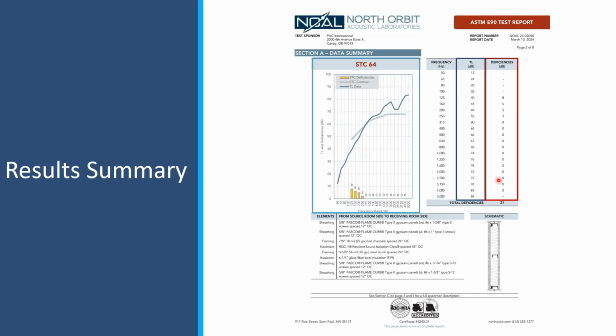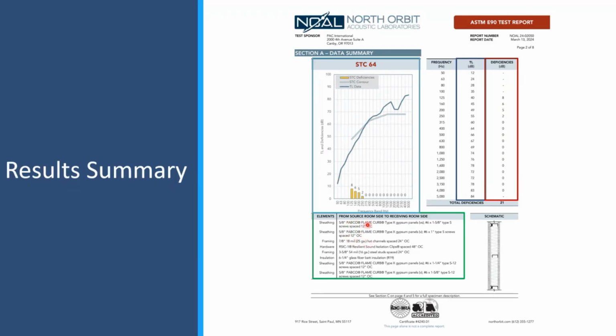Here again, you see the deficiencies just shown in a table rather than on the graph, so you can clearly see what these are. Here's the description of the assembly. And this one's a pretty detailed description.